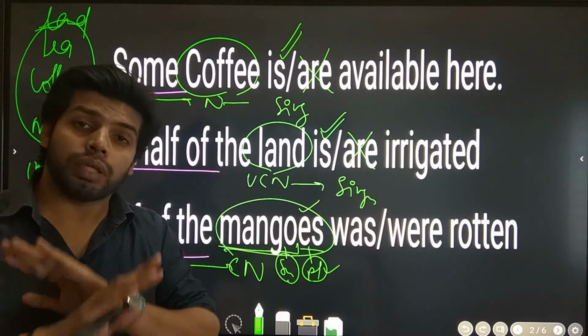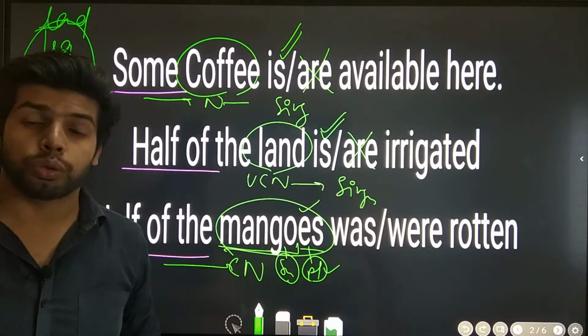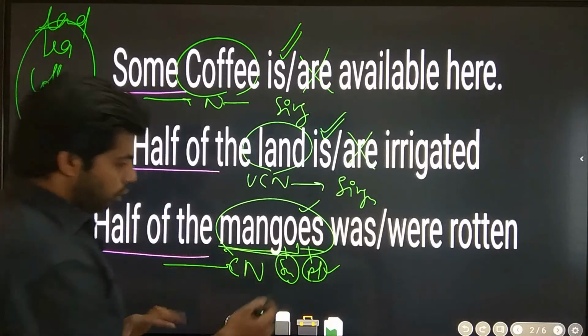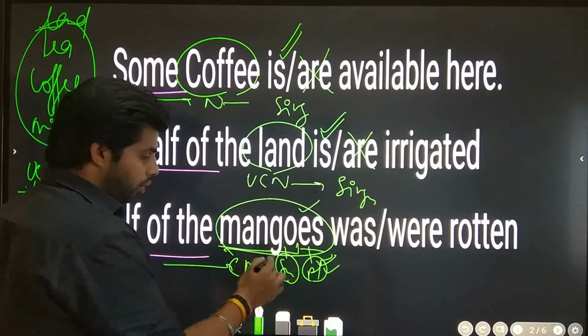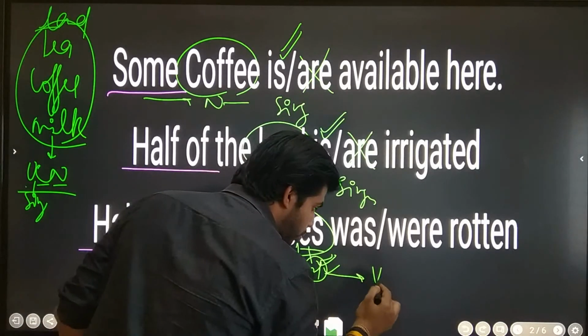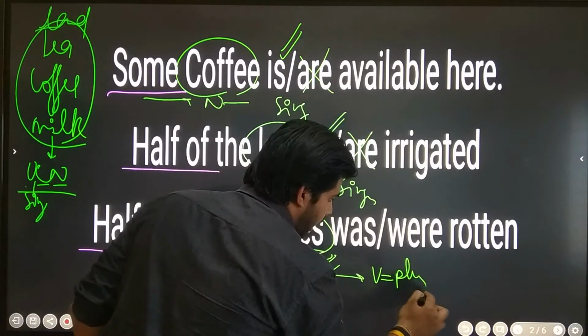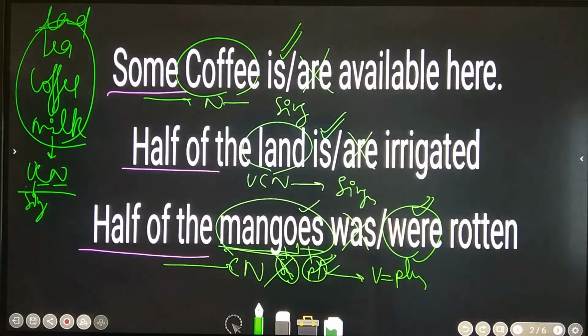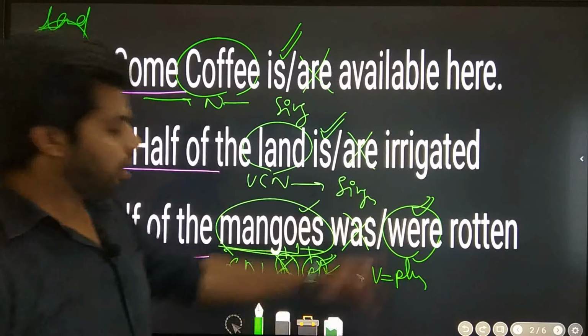Means you cannot use the singular noun either. So you have to check the noun first, then you have to check the verb also. So guys, the plural is the right one, singular is the wrong one. If it is a plural noun, then its verb will also be plural, and the plural verb is were, not was. So the correct answer is: half of the mangoes were rotten.